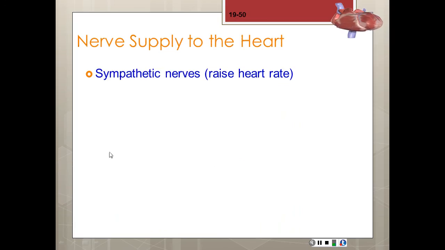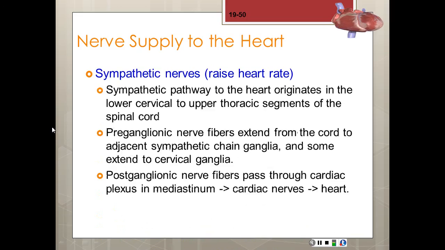Now, the heart does receive both sympathetic and parasympathetic nerves that modify heart rate and the contraction strength. Sympathetic stimulation can raise the heart rate to about 230 beats per minute. Parasympathetic stimulation can slow it down to as low as 20 beats per minute, or even stop it for a few seconds.